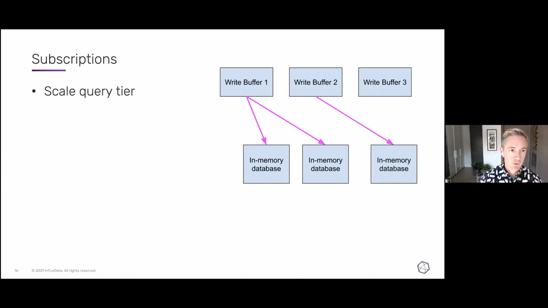So for the subscribers, in our case, we have a bunch of in-memory databases. This allows us to trivially scale the query tier. If we need more query capability for a given shard, we can just spin up new query servers that subscribe to that data, and they can pull that data both from object storage and the more recent data from the buffer.